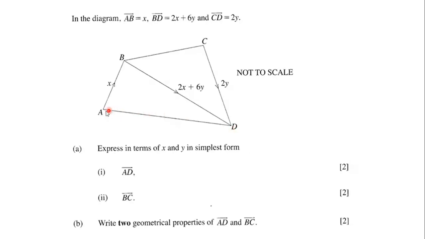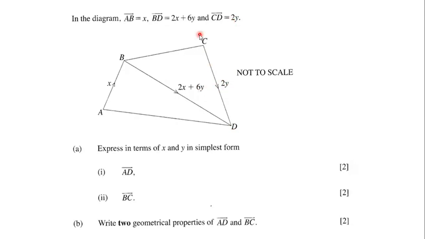And notice the vector AB. The vector AB, based on this diagram, is X. And the vector BD is 2X plus 6Y. And the vector CD is equal to 2Y.